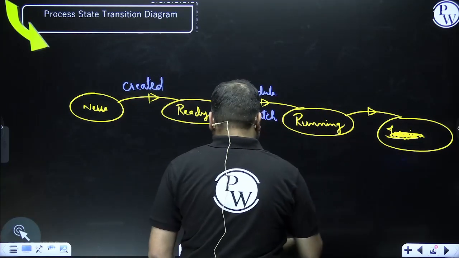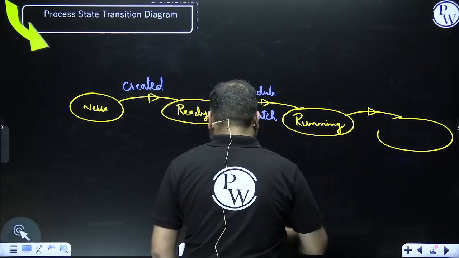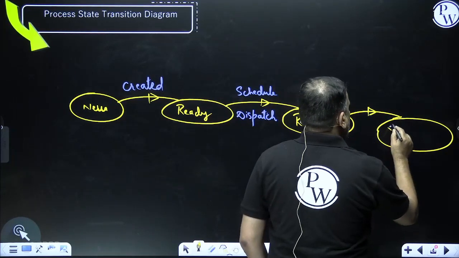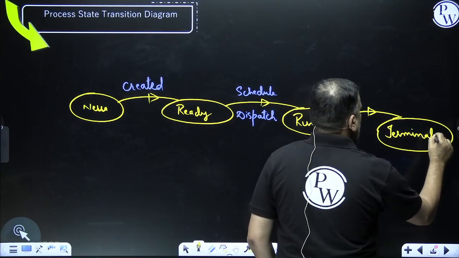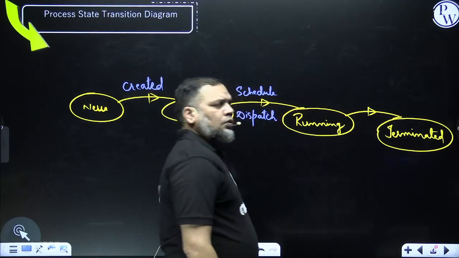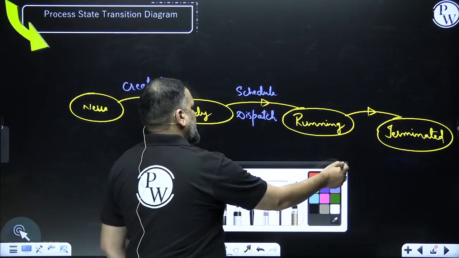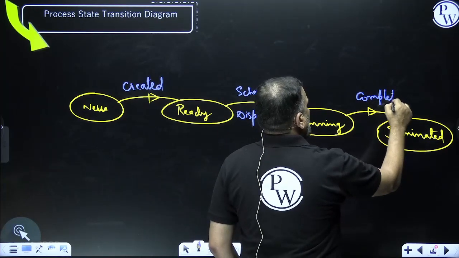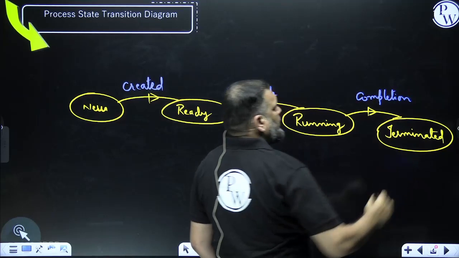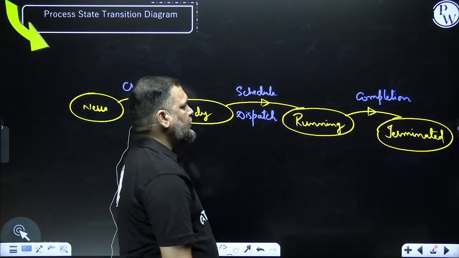Okay, let me write. So this state we call it as terminate. What is the reason for termination? We have already seen. It may be because of completion. So I will name this transition as completion. As I said earlier, the completion may be a normal completion or an abnormal termination. So whatever it is, that is completion.